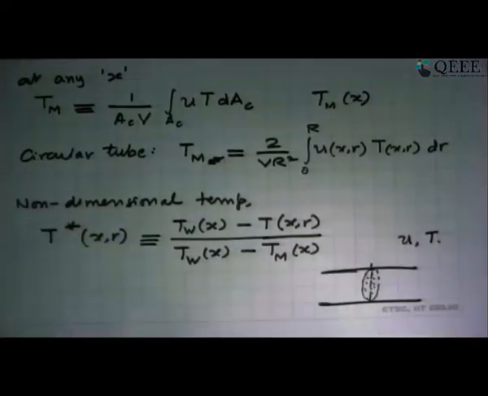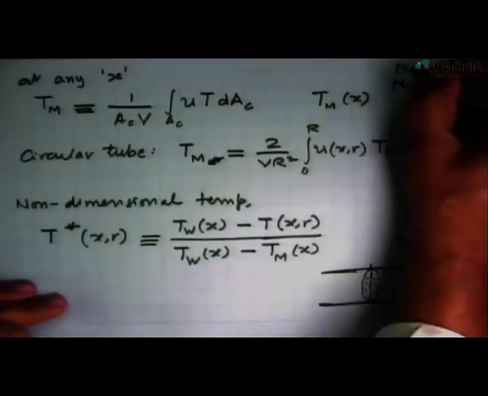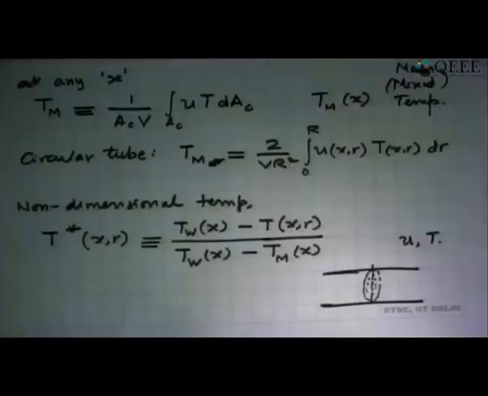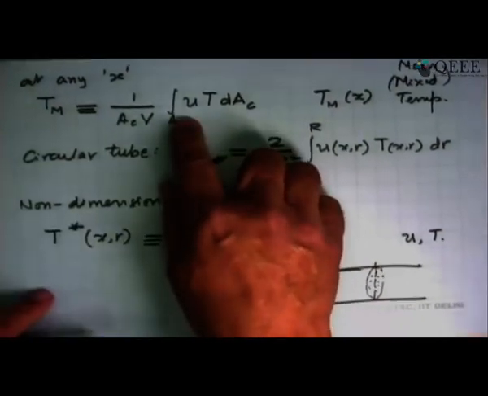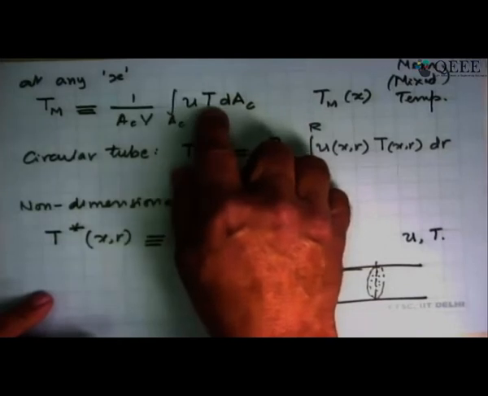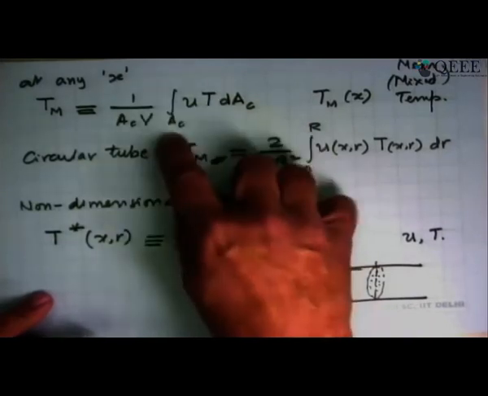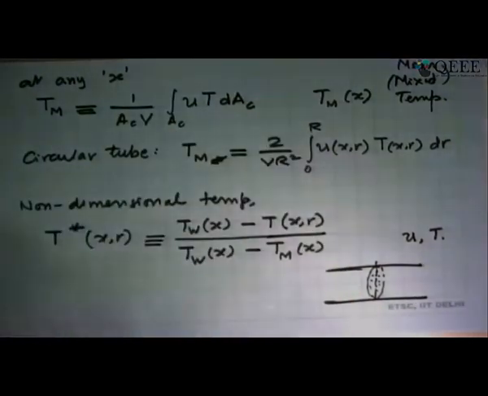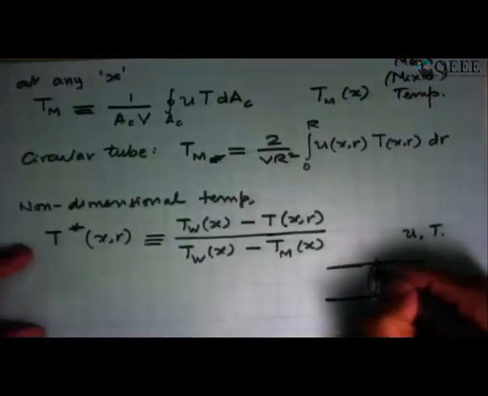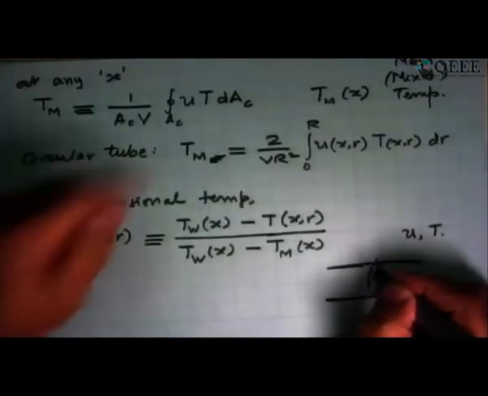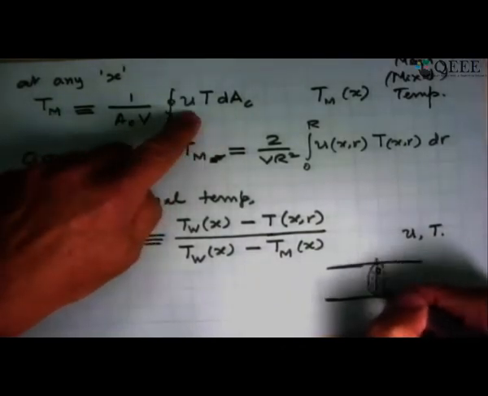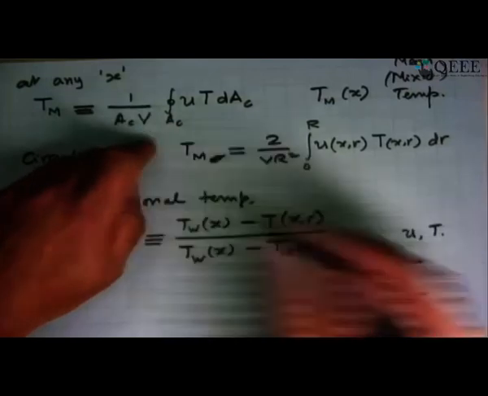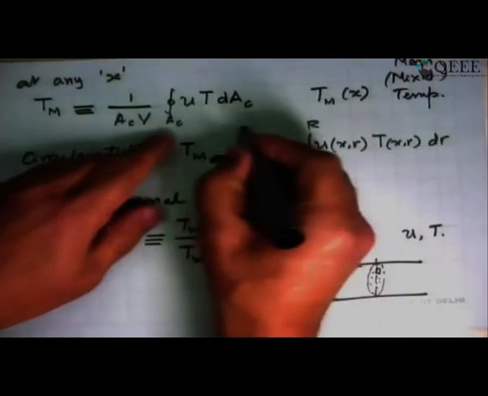And we define a mean temperature, also called the mixed mean temperature. The definition is that this is the total energy flux taking place through this, which is U into T into that small elemental area, integrated over the area. So this is an area integral. You took a small element and said that U and T on this little elemental area dAc is this much. I'll integrate it over the entire surface, and that is what this integral is all about.